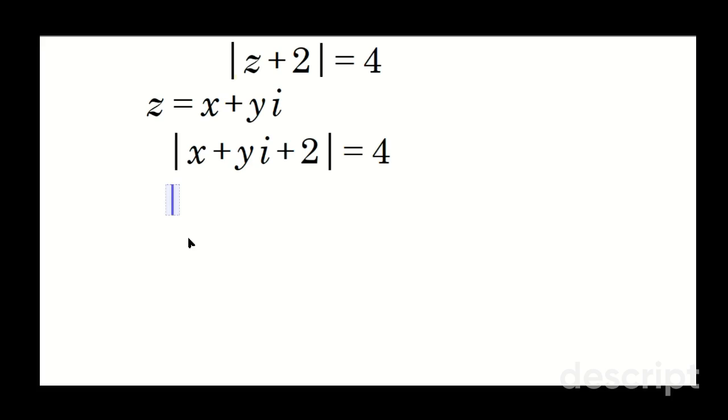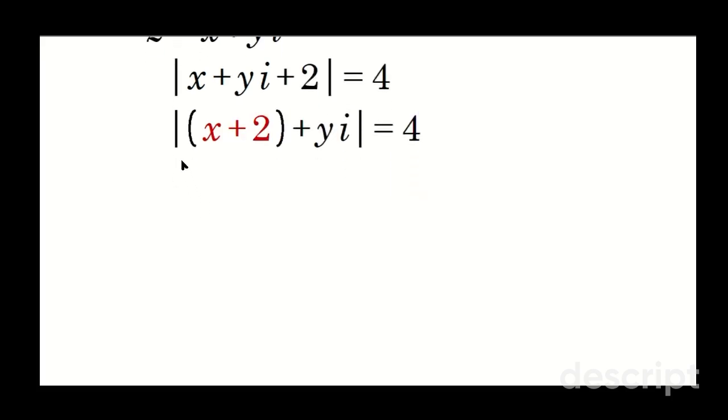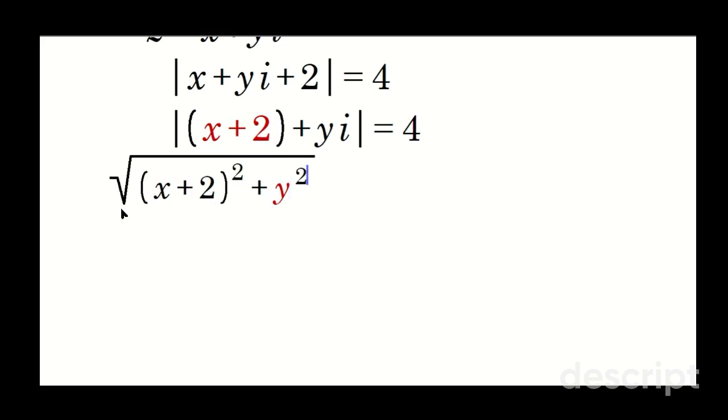Alright, then we can regroup with the x and the 2 together because those make up the real part, and you can keep the y and the i separate. And this is equal to 4. From here, the vertical bars around the expression tell you to do the modulus. So you can do the square root of the real part, which is x plus 2 quantity squared, plus just the y here without the i, quantity squared, is equal to 4.